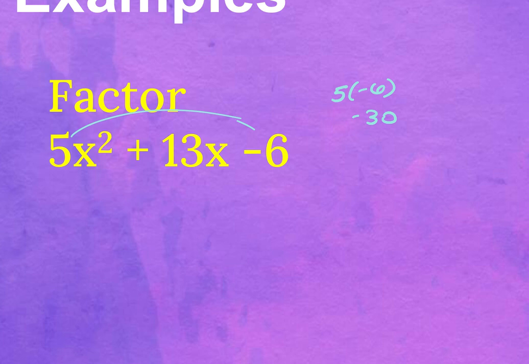I'm looking for factors of negative 30 that sum to positive 13. So bigger number has to be positive and they have to be different signs. 1, negative 30. 2, negative 15. Or sorry, bigger one has to be positive. I just said it and wrote it with different. Negative 1 and 30. Negative 2 and 15. And that's the one that gives me 13.